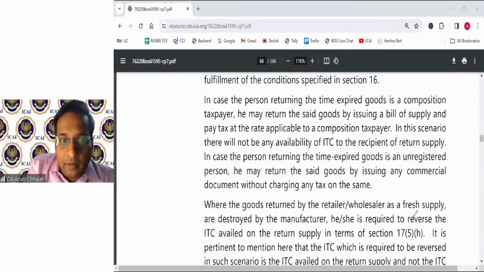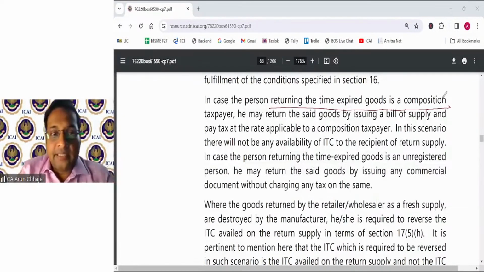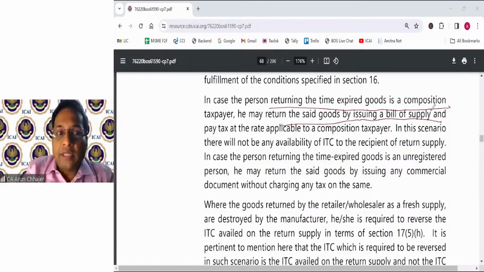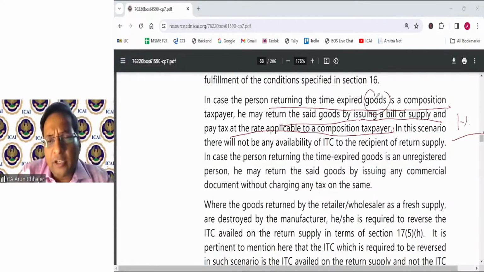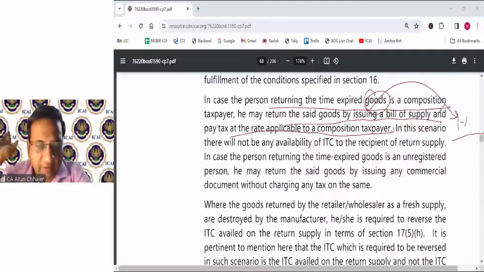In case the person returning the time expired goods is a composite dealer, then he may return the said goods by issuing the bill of supply and pay the tax at the rate applicable to the composite tax rate. For a trader or manufacturer of goods, it is 1%. Because currently we are talking about goods, either he will be the trader or the manufacturer of the goods, so the 1% rate would be applicable.